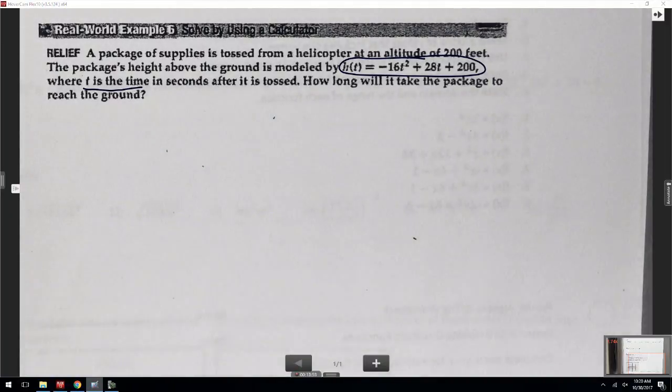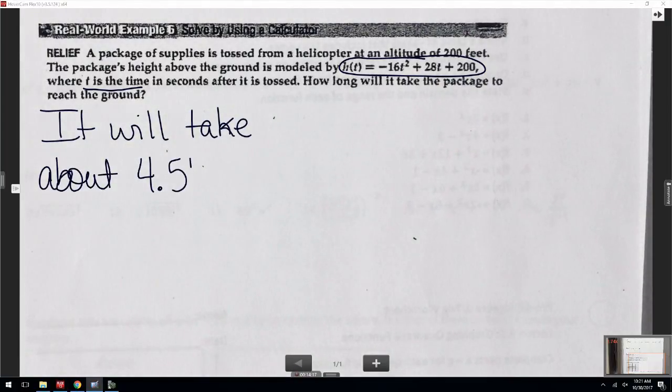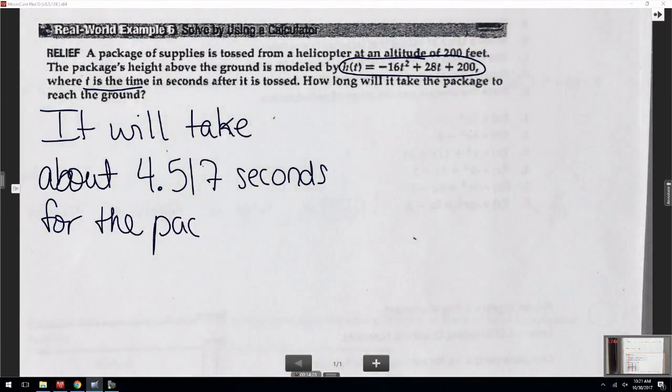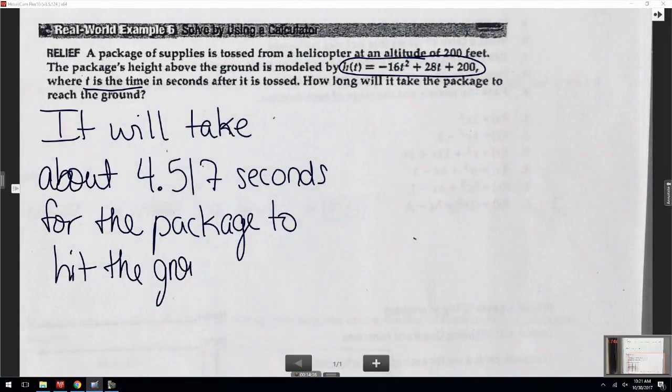So let's see. We're going to make our pre-AP sentence, right? So what are we going to say? There you go, Gabe. It will take about, and we do 3 decimals. So what was it? 4.517 seconds for the, what are we dealing with? Package? Okay. To hit the ground. That is my pre-AP sentence.